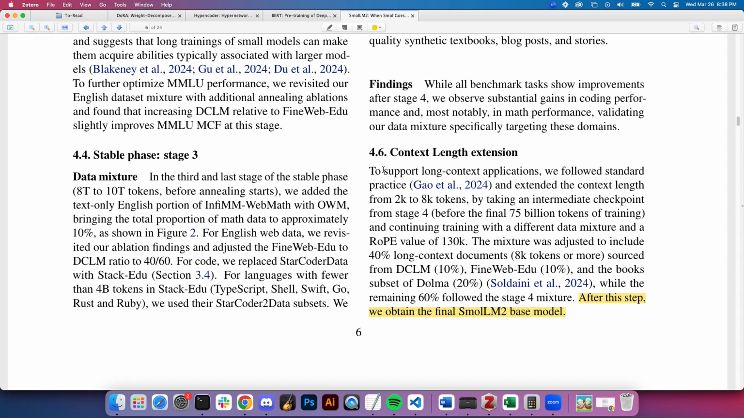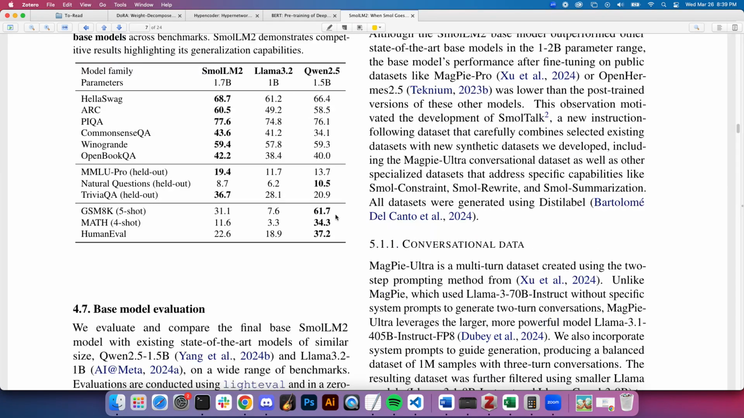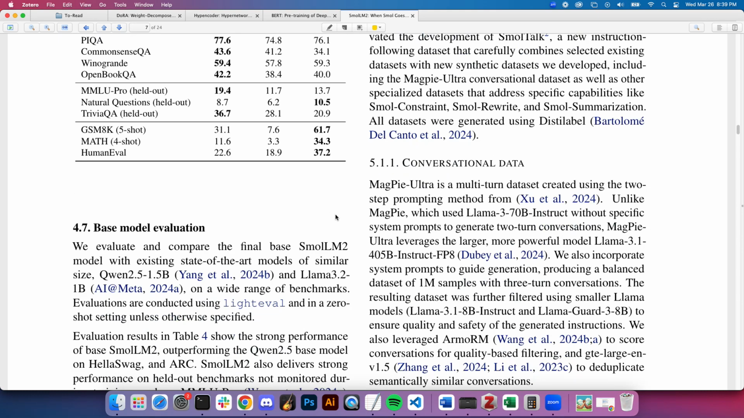Hold on, I don't think I'm understanding this correctly. So they took an intermediate checkpoint from stage 4 before the final 75 billion tokens, and then they continue training. So, okay, I think they train through stage 4, and then they start with a checkpoint that's 75 billion tokens before the 11 trillion tokens, and then do a different data mixture and a different rope value. And I would assume they do it for 75 billion tokens, though I'm not sure. Yeah, so that's interesting. Okay, so base model evaluation.